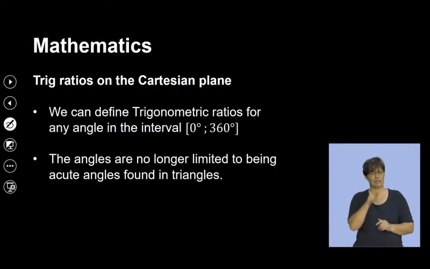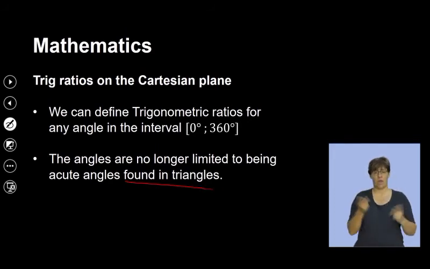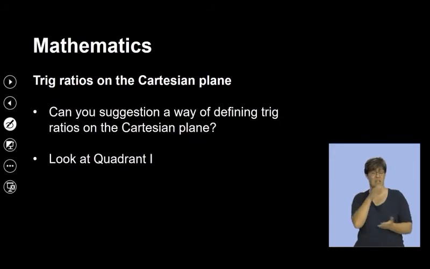Now, if we want to define these ratios, we define the ratios for any angle in the interval 0 to 360 degrees, as I showed you on the Cartesian plane when I was plotting my values. The angles are no longer limited to being acute angles, which are normally found in triangles, but they can now move from 0 up until they get to 360 degrees. Can you suggest a way of defining trig ratios on the Cartesian plane? Let's look at maybe quadrant 1.